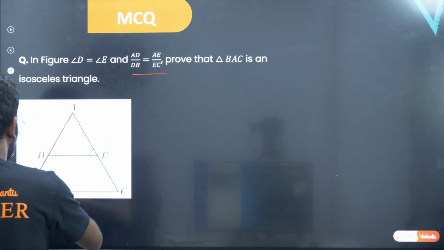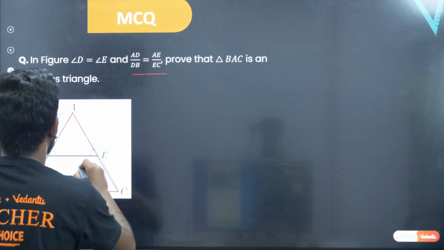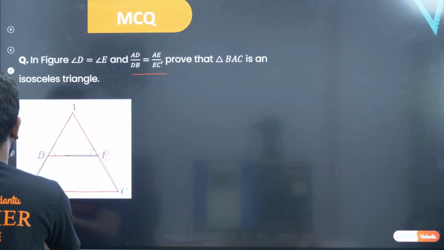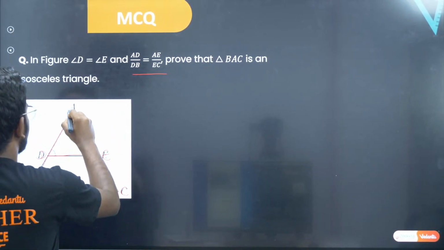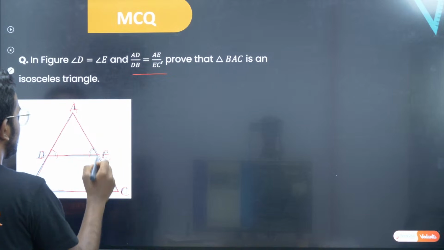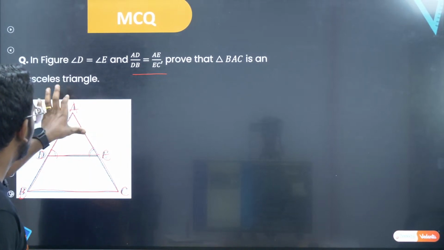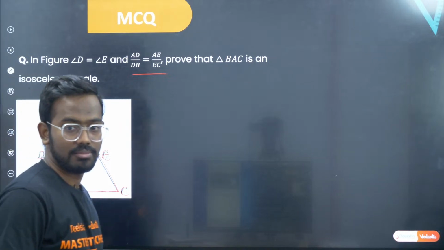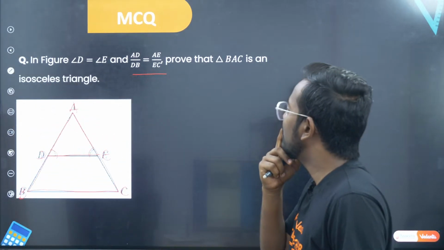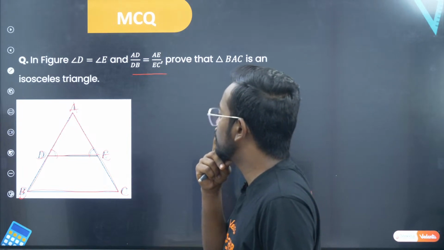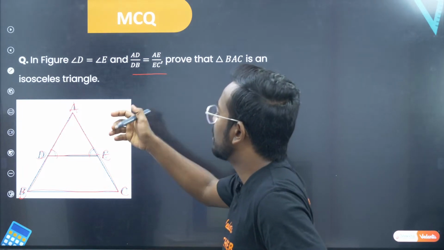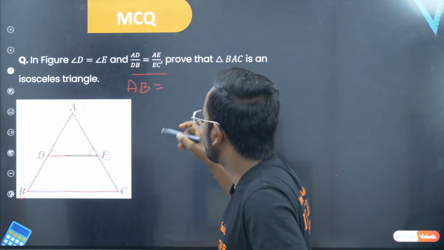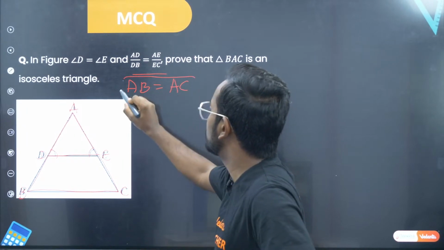So this is a triangle with DE parallel to BC, and this is A. They have said angle D is equal to angle E, and the corresponding sides are proportional. So it follows the BPT theorem. Now how do you prove this to be isosceles? My job is to prove that these two sides are equal: AB is equal to AC. If I can prove this, then my job is done.